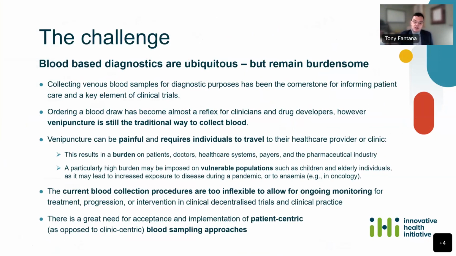It can also lead to anemia in, say, oncology patients. Furthermore, the current blood collection procedures are very inflexible, which makes it hard to allow for ongoing monitoring at the right frequency for treatment, to look at progression, or to intervene in decentralized clinical trials or in clinical practice. To summarize, there's just a great need to accept and implement a patient-centric as opposed to a clinic-centric blood sampling approach.